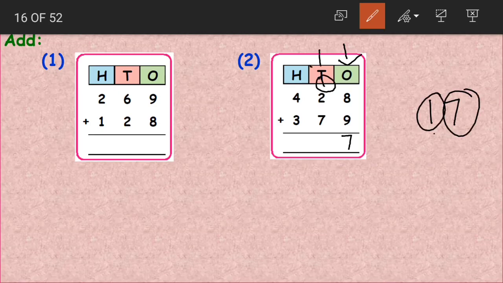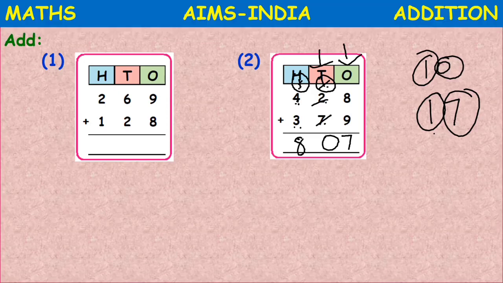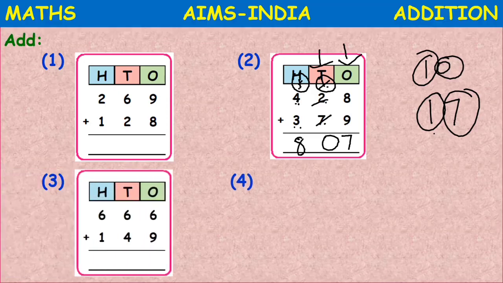Now again in the tens place we have 1 plus 2 plus 7. 1 plus 2 becomes 3. 3 plus 7 becomes 10. Again 0 is written here. 1 will be carried. In the hundreds place we have 1 plus 4 plus 3. 1 plus 4 becomes 5. 5 plus 3 becomes 8. Yes, so the answer is 807.